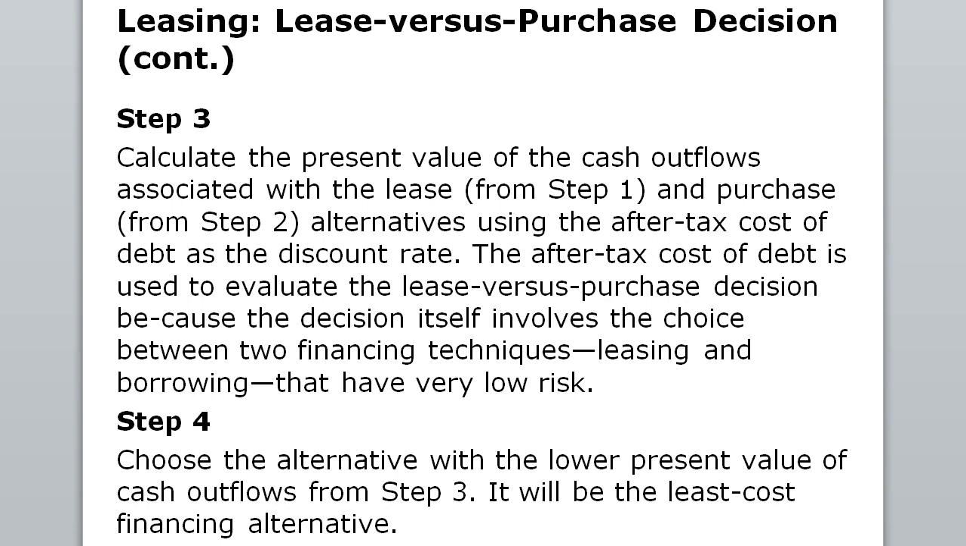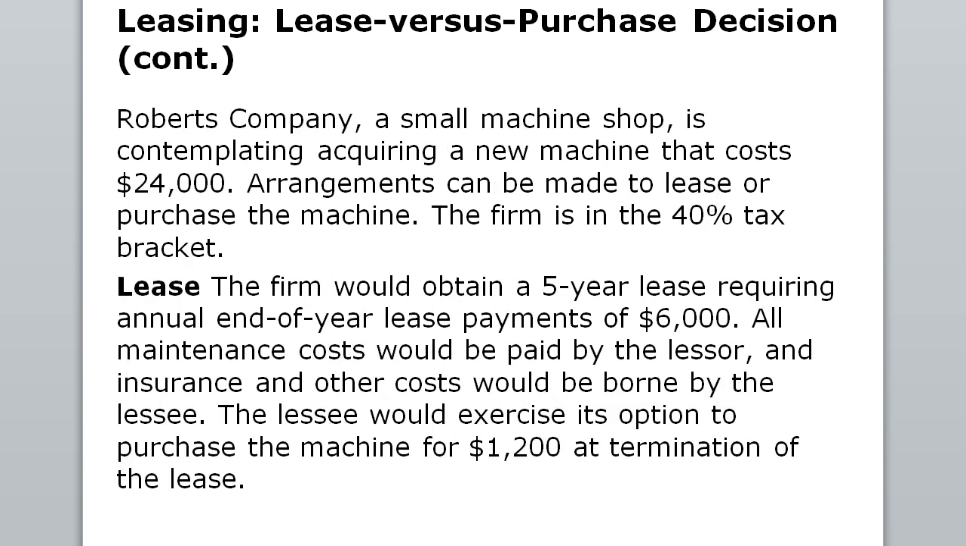Step three: calculate the present value of the outflows associated with leasing, step one, and with purchasing, step two, so we can compare the alternatives. We want to use the after-tax cost of debt as the discount rate. The company's discount rate could be the cost of capital, but the after-tax cost of debt is used to evaluate the lease versus purchase decision, because the decision involves two financing techniques, leasing and borrowing, that have very low risk. Step four: the alternative with the lowest present value of the cash outflows in step three will be the least-cost financing alternative, and then you'll have your decision.